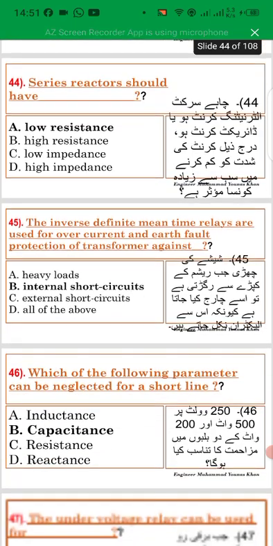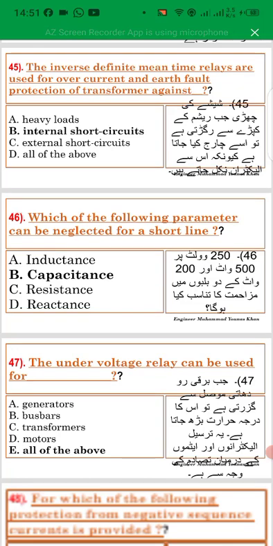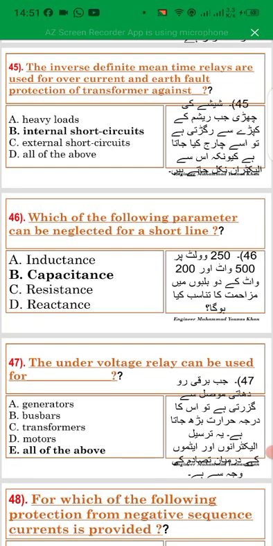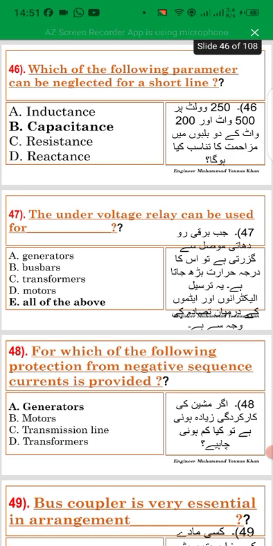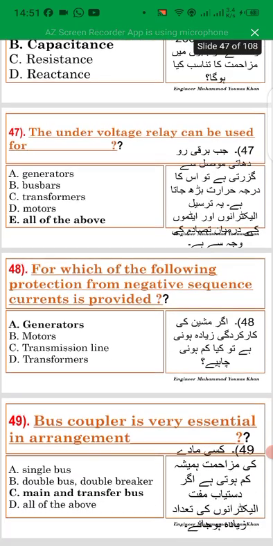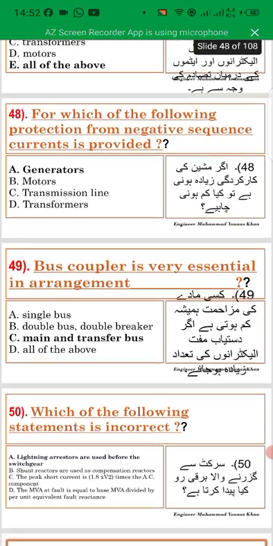Series reactors should have low resistance. The inverse definite minimum time relays are used for overcurrent and earth fault protection of transformer against internal short circuit. Which of the following parameter can be neglected for a short line? Capacitance. The under voltage relay can be used for generator, bus bars, transformer, motor, all of the above.